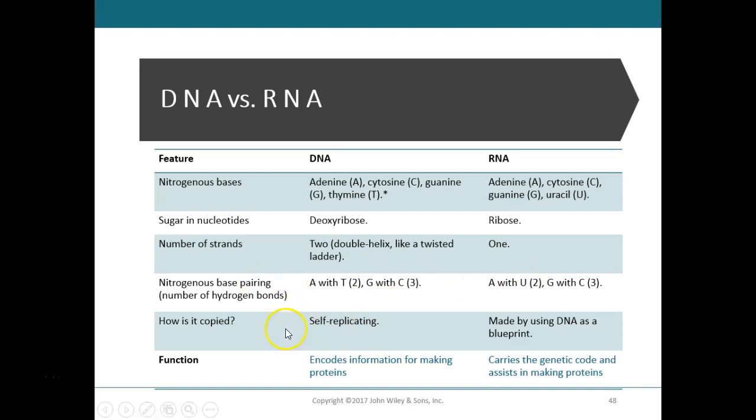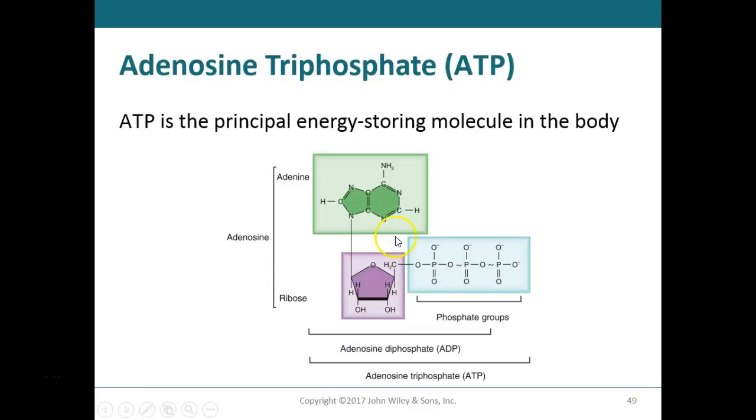We have to copy DNA and RNA. So how does it work? DNA replicates itself. RNA is made by using DNA as a blueprint. And then finally, the function. Your DNA encodes the information, holds the genetic information for making proteins, and your RNA carries that genetic code and helps to get that protein made.